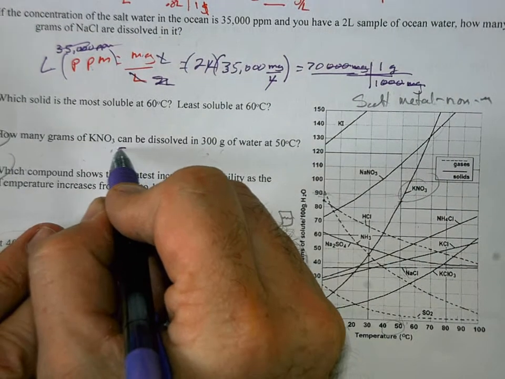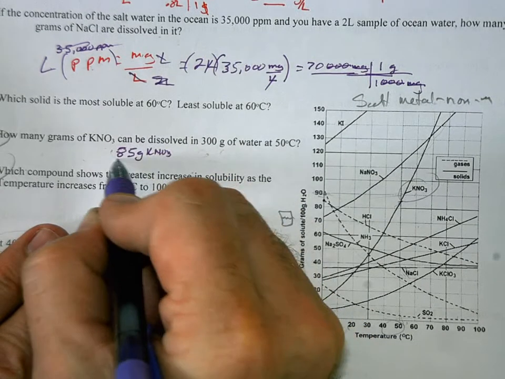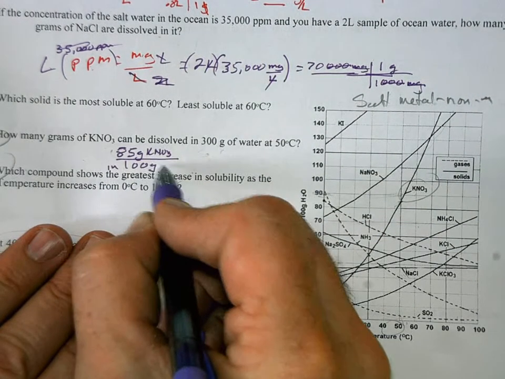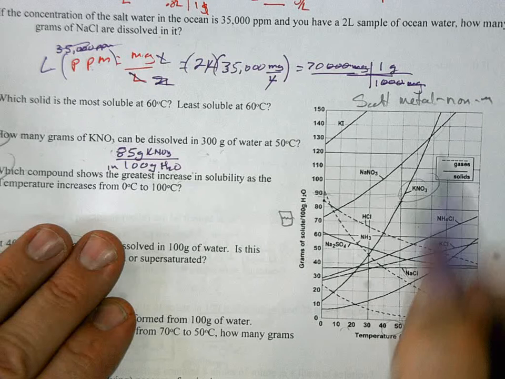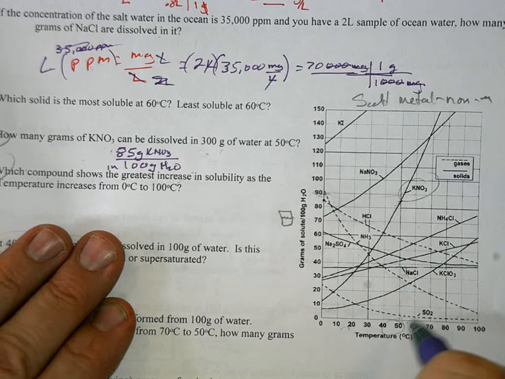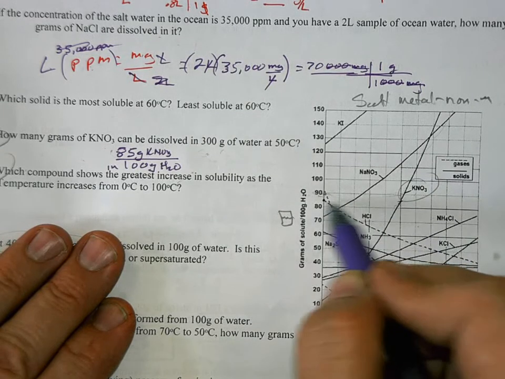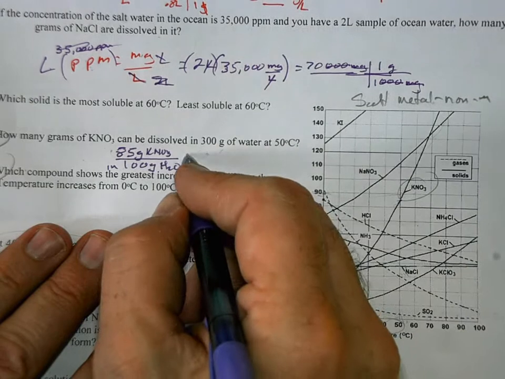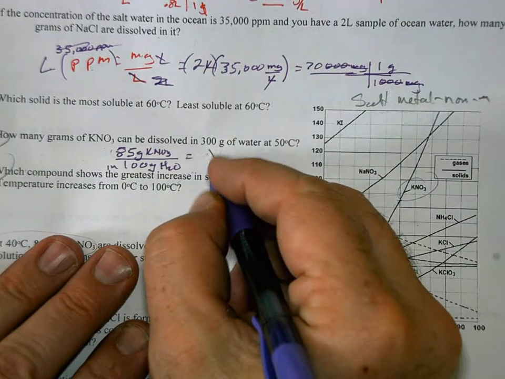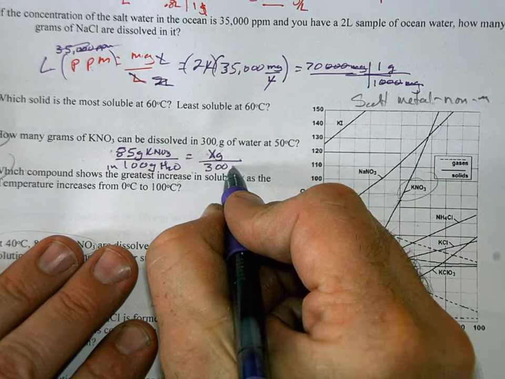Now, this isn't the answer yet. We're working on 85 grams of KNO3 can be dissolved in 100 grams. I'm going to put in 100 grams of water. That's what this chart tells us. Let me double check. 50 degrees. Come up to here. We hit potassium nitrate. I'm on the right one. Okay, so about 85. But now we're setting a proportion, because now we're going to be answering the problem. X grams can be dissolved in 300 grams of water.